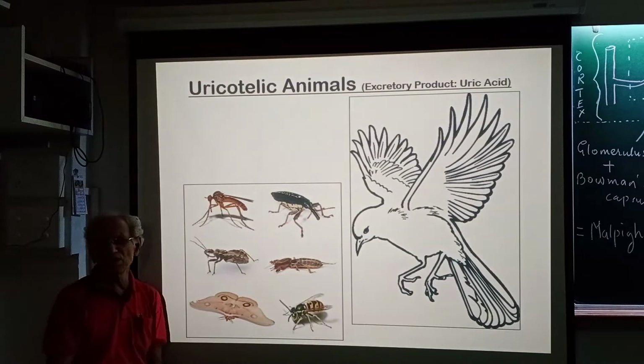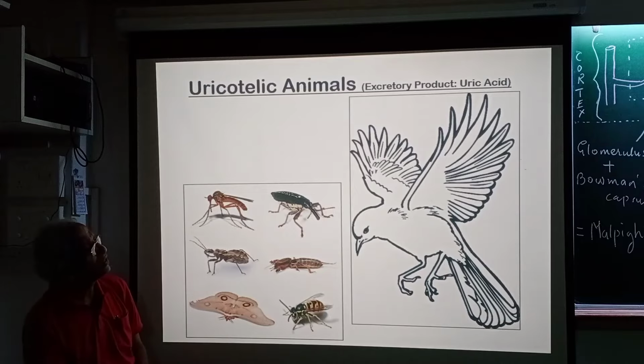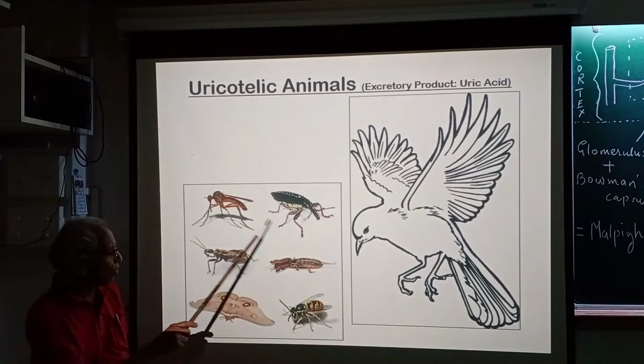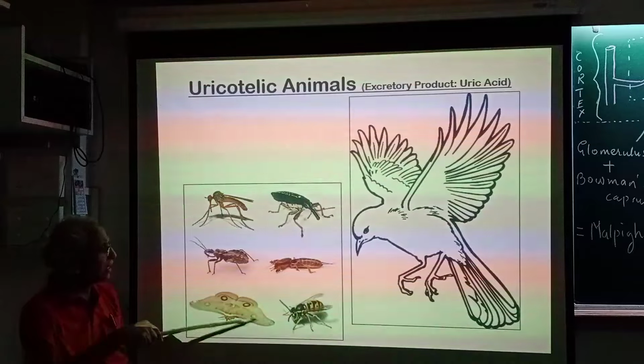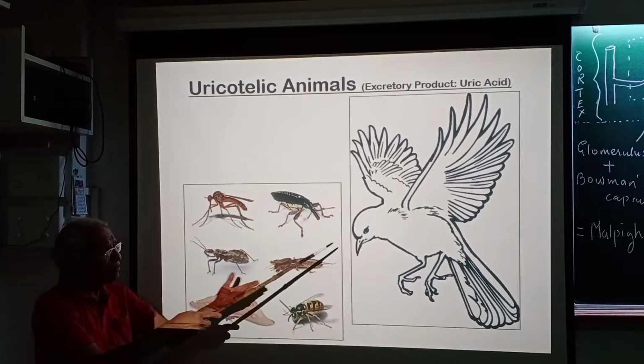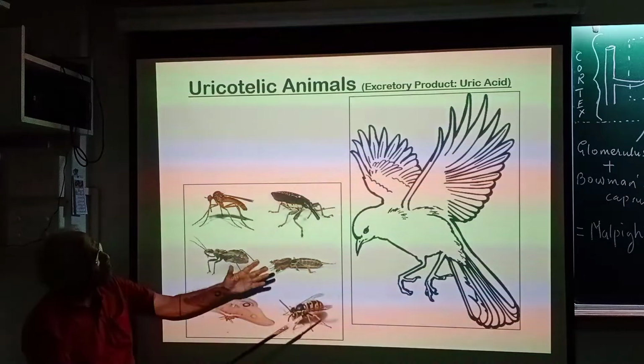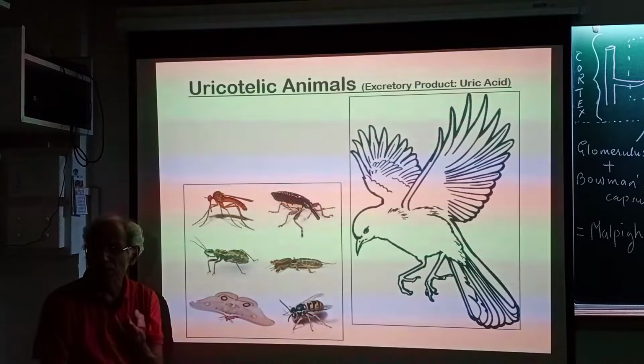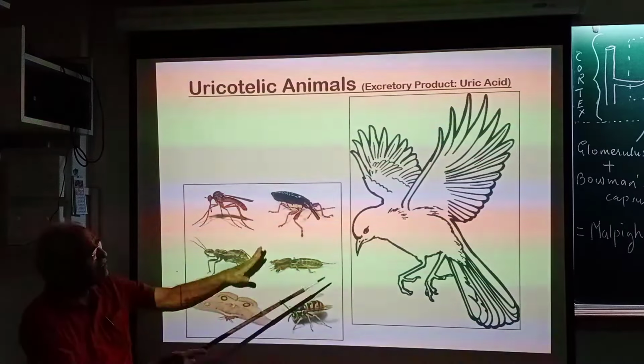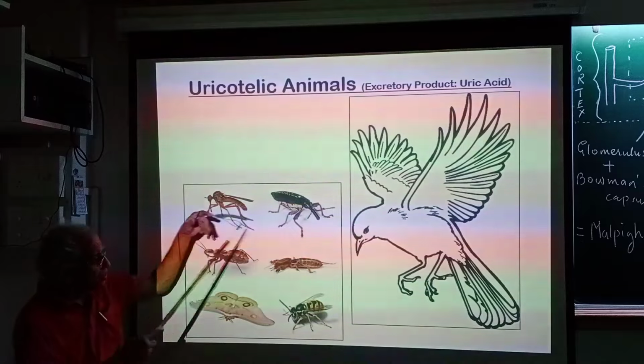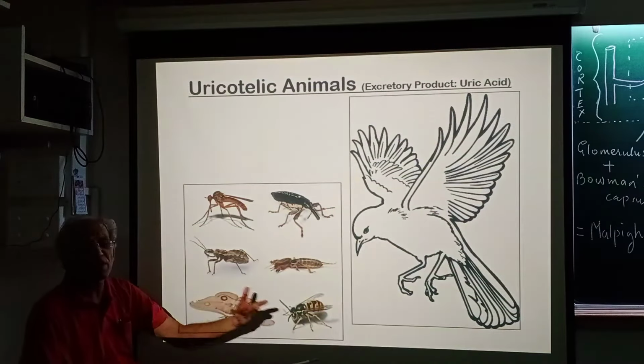This is something known to you. Who are the animals which give out uric acid? All insects. This is all the insect world. And the birds. In fact, along with that, there are reptiles also. So, reptiles, birds, and insects. Reptiles are not shown here. But insects, birds, and reptiles, they are all uricotelic.